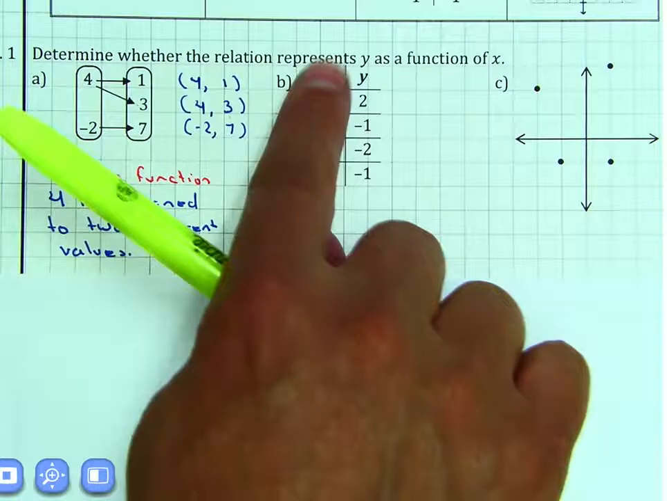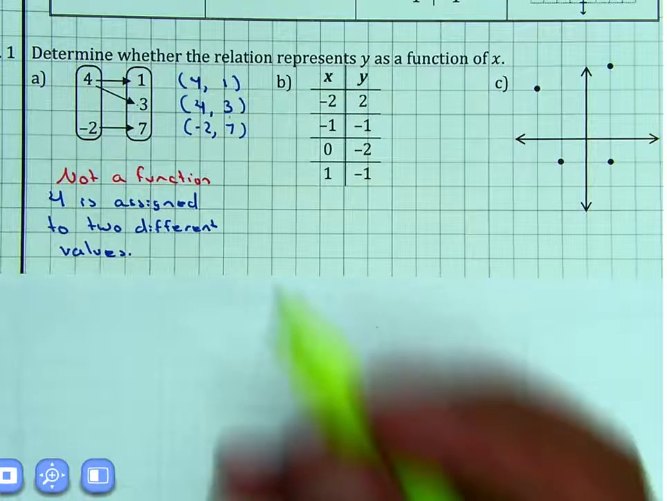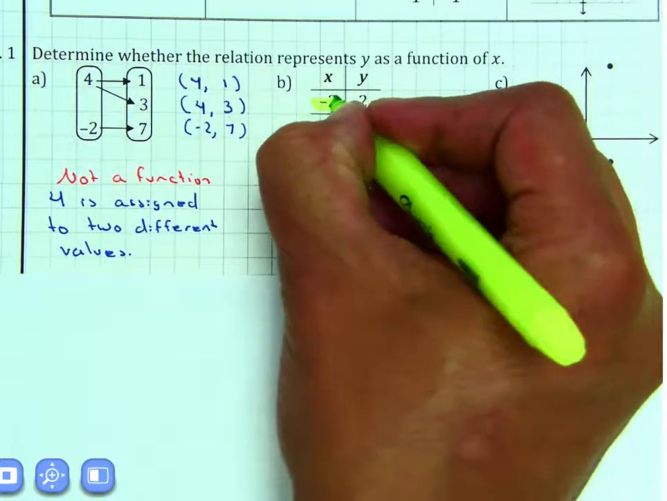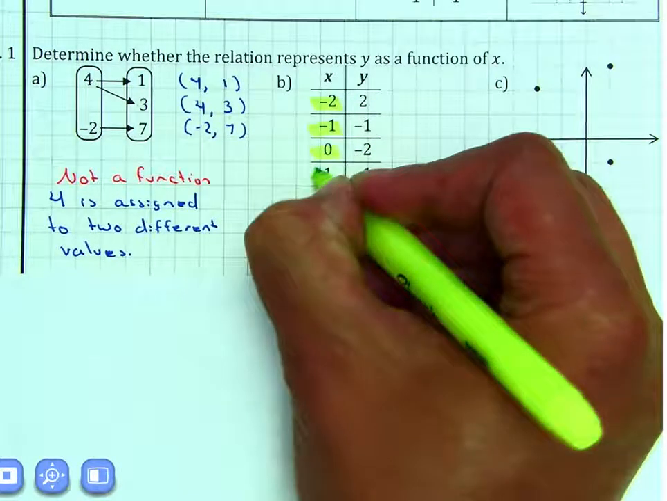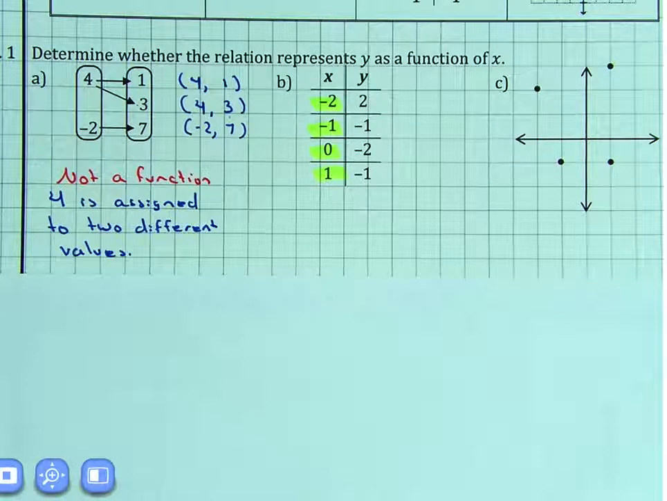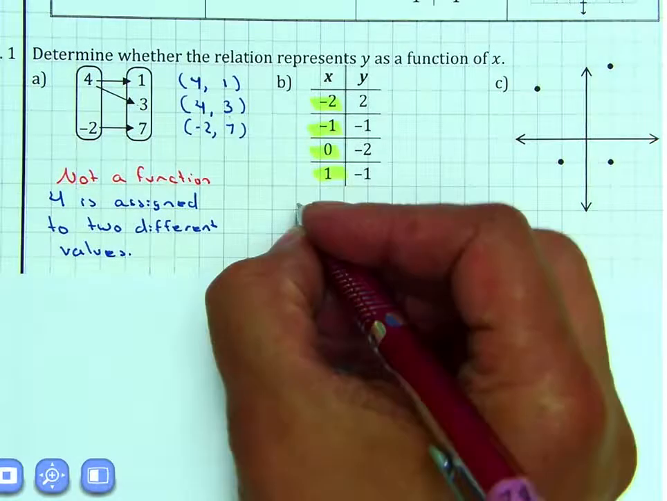On letter B, when they give you a table of values, it's much easier to see because you notice that -2 is assigned only once, -1, 0, and 1, they all assign only once. So therefore, this one is a function.